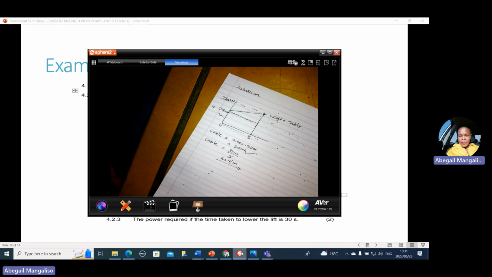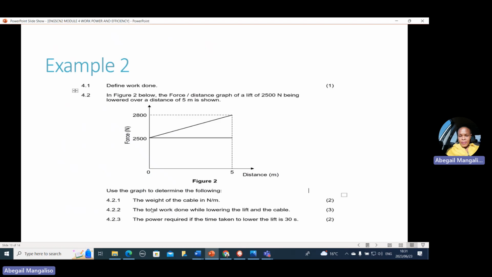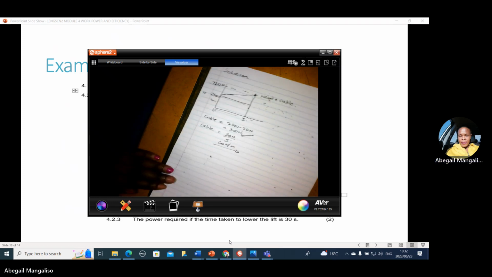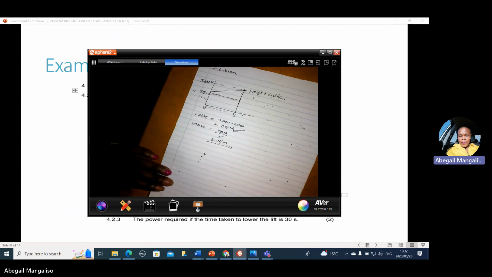Now let's look at the second question. The second question is looking for the total work done while lowering the lift and the cable. Total work done, so it will be the total area under the graph. Now let's look at the solution of the total work done under the graph.